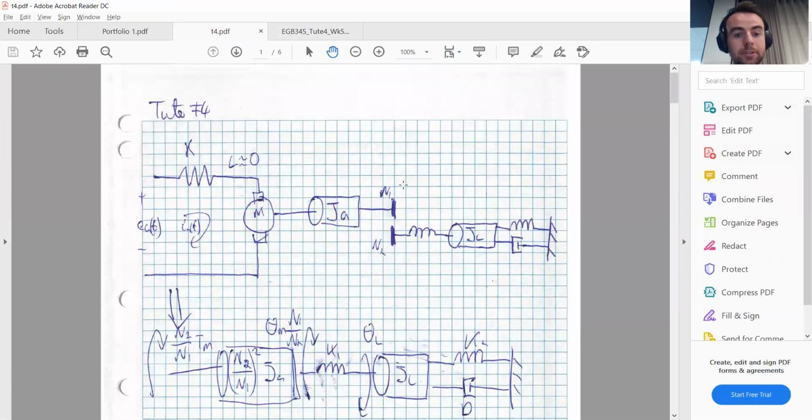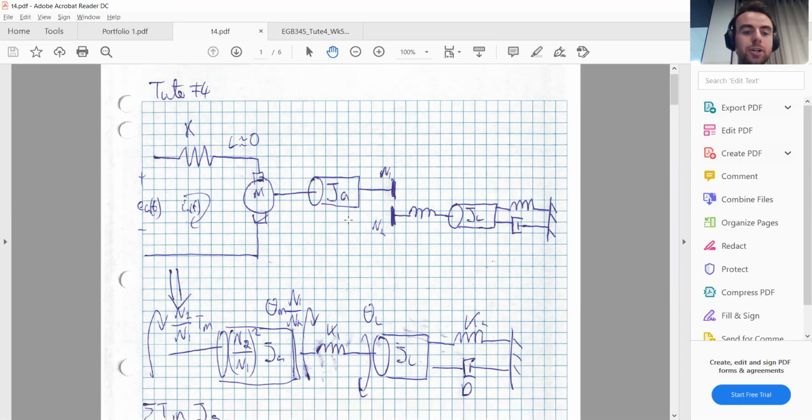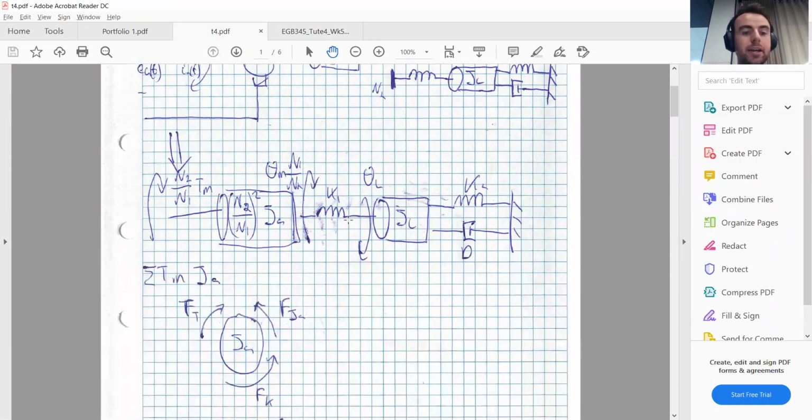The first thing I did was redraw the diagram. The key difference here is I've included JA. JA is the mass of the armature in the motor. I've then redrawn the circuit where I've transposed JA to the other side of the gearbox, and the necessary steps have been taken with respect to multiplying by N1 and N2 here.